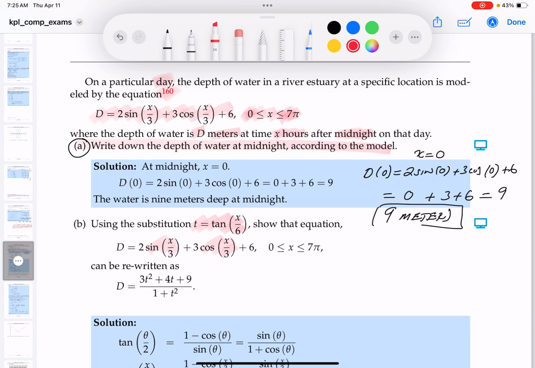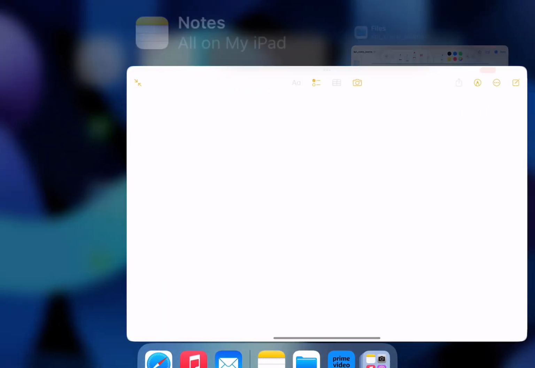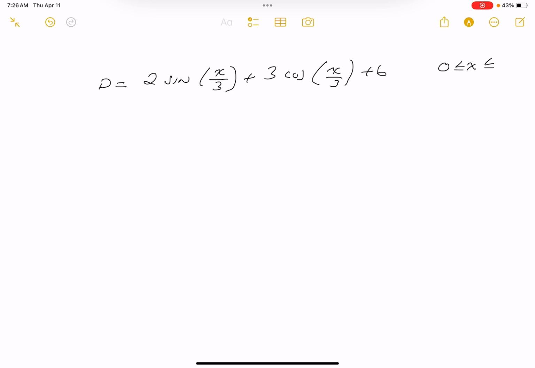All right. So what I want to do is go to the whiteboard and walk you through the stages. I'll write down what I've been given and what they want me to show. What I've been given is d, and d is equal to 2 sine x over 3 plus 3 cosine x over 3 plus 6. By the way, I know the x is between these numbers over here. It's not terribly important to know that at this point.